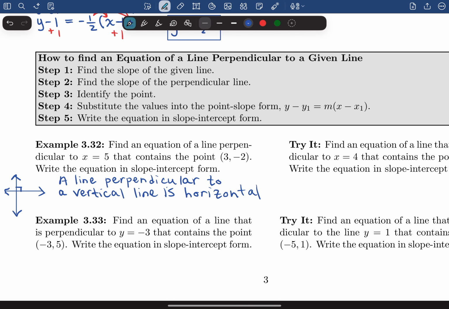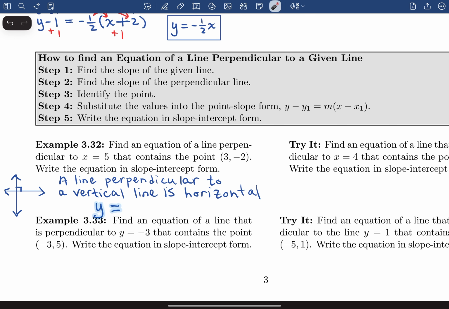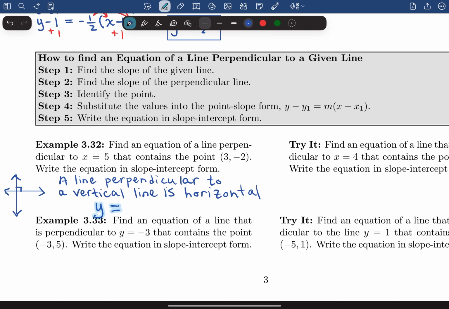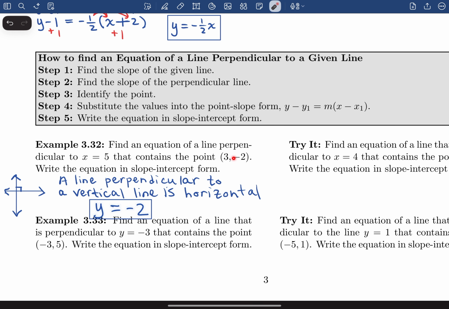And so if we want to find the equation of that line, well, a horizontal line would just be y equals a number. And all we need to do is look at the y value of the point that this horizontal line would pass through. It's at negative 2. The y value is negative 2. So y equals negative 2 is the solution. That is a line perpendicular to the vertical line x equals 5 that passes through the point 3 comma negative 2. Okay, so the value we set y equal to is right there, just the y value of the point.